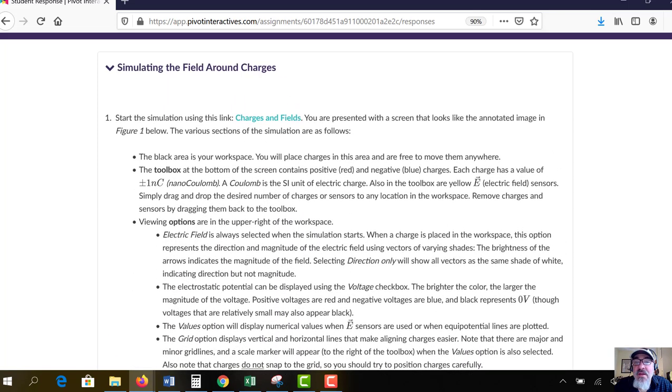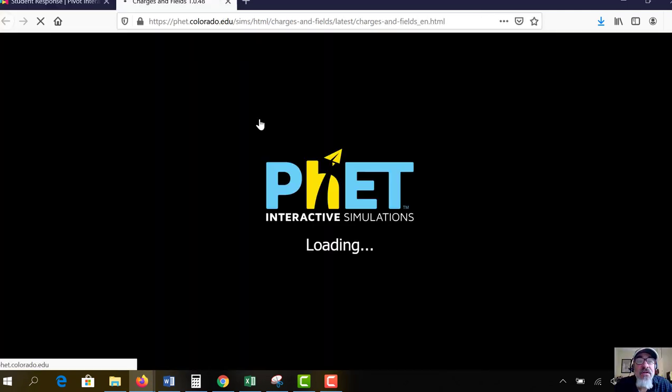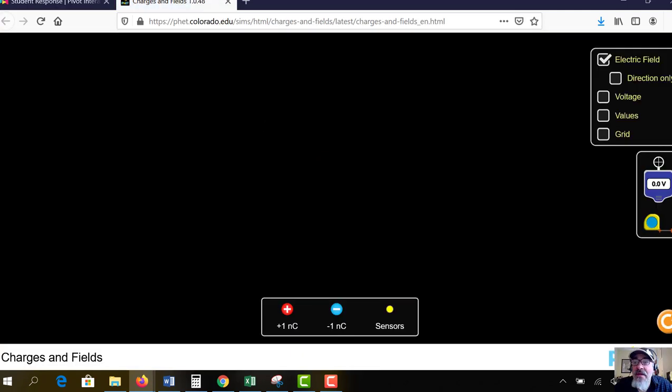So this is going to be, it's called a PHET lab, Physics Education Technology. So if you click here, charges and fields, this is going to open up another tab, and this is what the lab is based on. So you see some charges here. This is all spelled out in the lab, by the way. +1 nanocoulomb, -1 nanocoulomb, some sensors, different things you can pick here. This is a voltmeter, this is a ruler here. This button is to reset the whole thing.